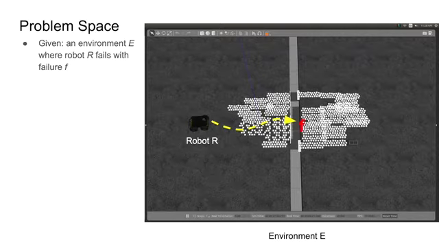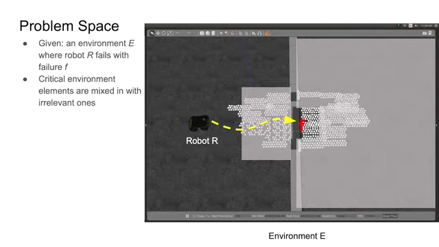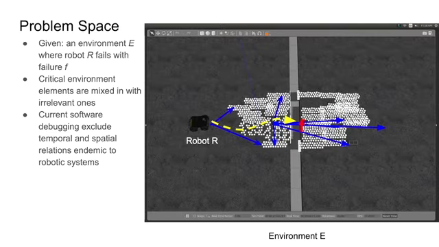So our givens are an environment E where robot R fails with failure F. We know that critical environment elements sit side by side with irrelevant ones. Then how do we remove the grayed out regions? We have several sources of data we can use to get there. Information from the robot, information from the failure, and elements of the world.